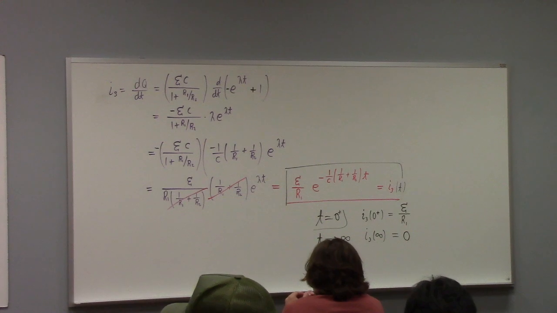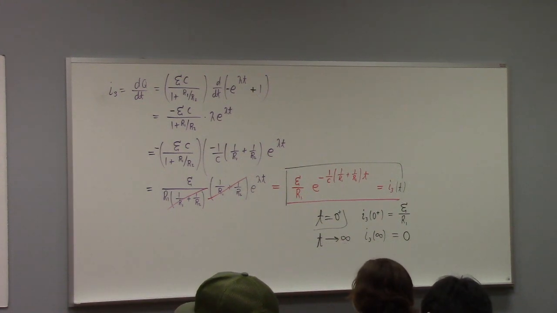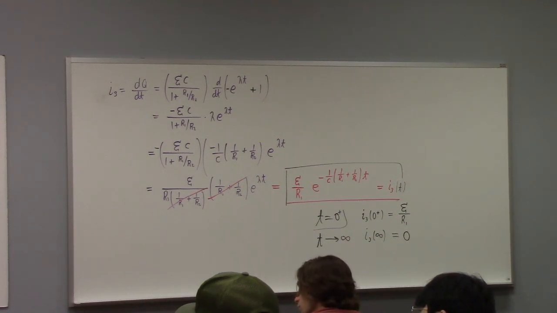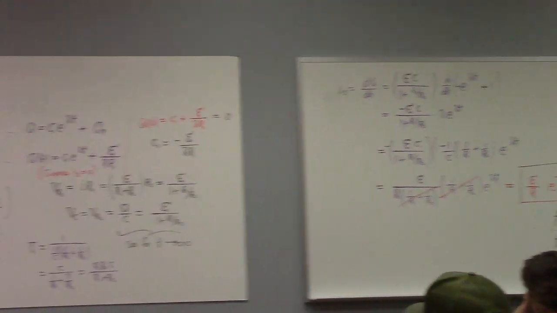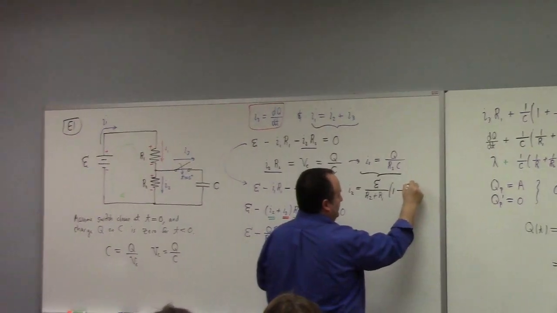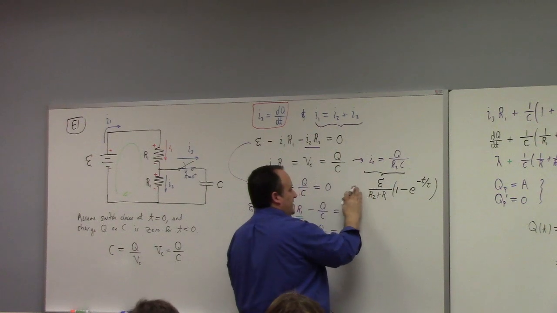It's fairly straightforward at this point, because for I2, we can go back to this equation and get I2 from that, right? So this would tell me what I2 is. I just go to my Q formula, multiply by 1 over R2C, and that gives me I2 is equal to E over R2 plus R1, I suppose, times 1 minus e to the minus t over tau. So there you go. That's what I2 is as a function of time.